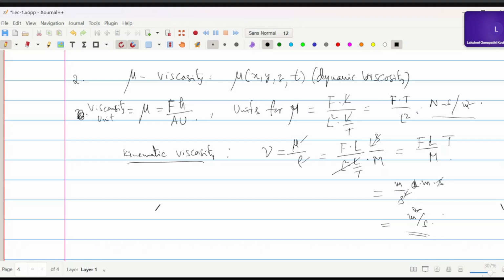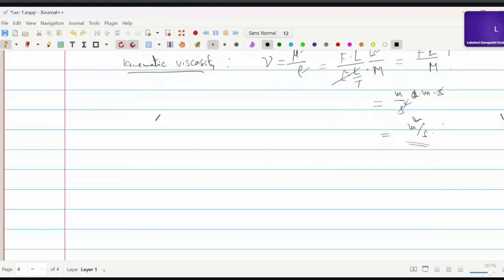Okay, so non-Newtonian fluids, as I told you. This is not the case. Newton's law of viscosity fails. So there you may have a different kind of relation. For example, tar or molasses, you can think of as non-Newtonian fluids.